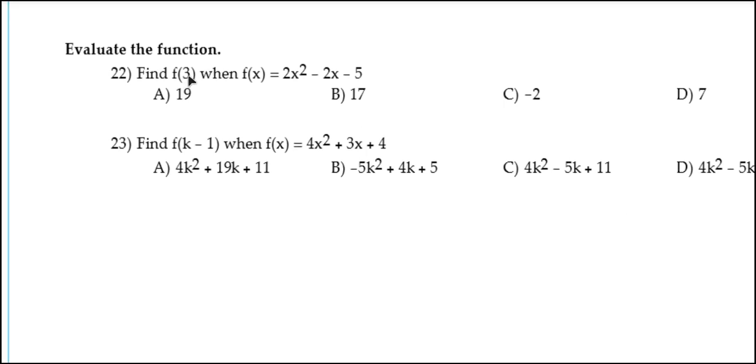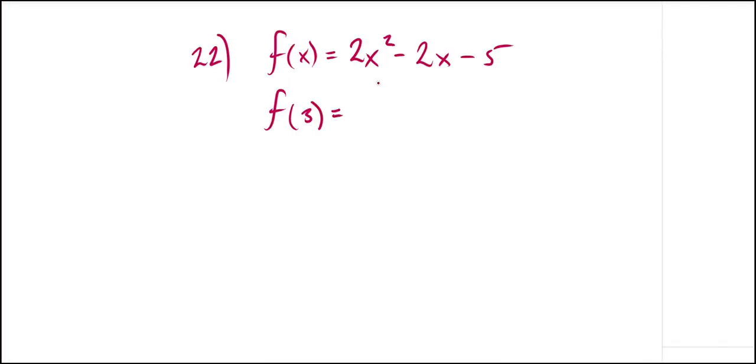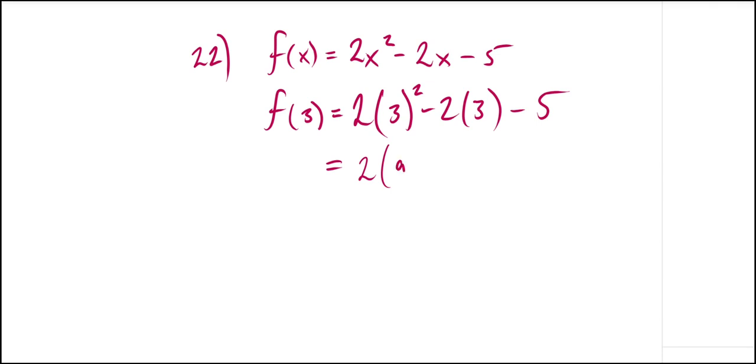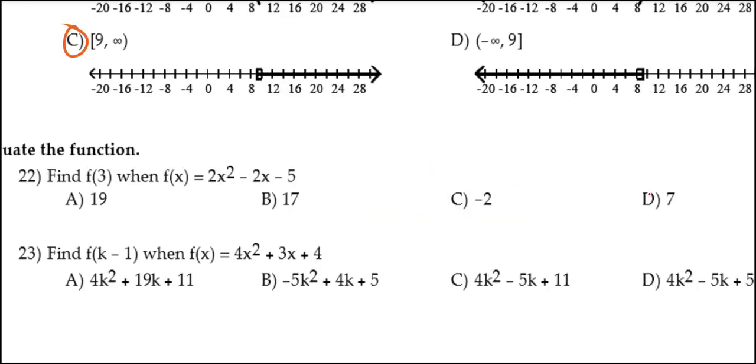What we need to know is that this place held by the 3 here is the place held by the x in the general rules of f of x. That means we're going to replace x with a 3 in order to find what f of 3 is. So we go through our rules for f of x, and we replace our x's with 3's. We need to follow the rules of PEMDAS, and so we do our squares first, then multiplication and division, and finally addition and subtraction, which gives us our answer.